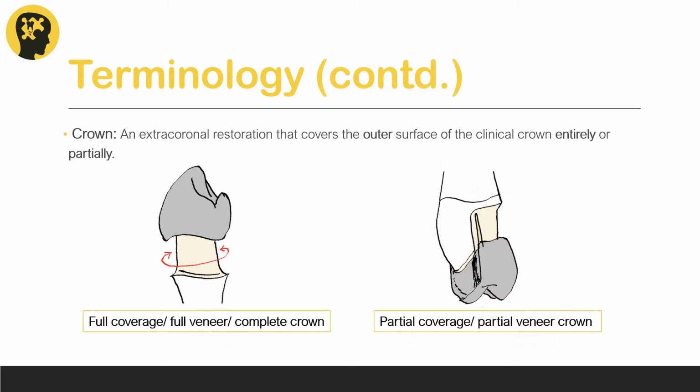A crown, for example, is an extracoronal restoration because it covers the outer surface of the clinical crown. Now, depending on the amount of coverage that it provides, it can either be a full coverage crown, meaning that the crown covers the entire tooth surface, or it can be a partial coverage crown, meaning that the crown covers only part of the tooth surface. This is an example of a 3/4 crown, wherein the buccal surface of the tooth is left relatively unprepared, so it is more conservative than a full coverage crown, and the rest of the tooth structure is covered by the partial coverage crown.